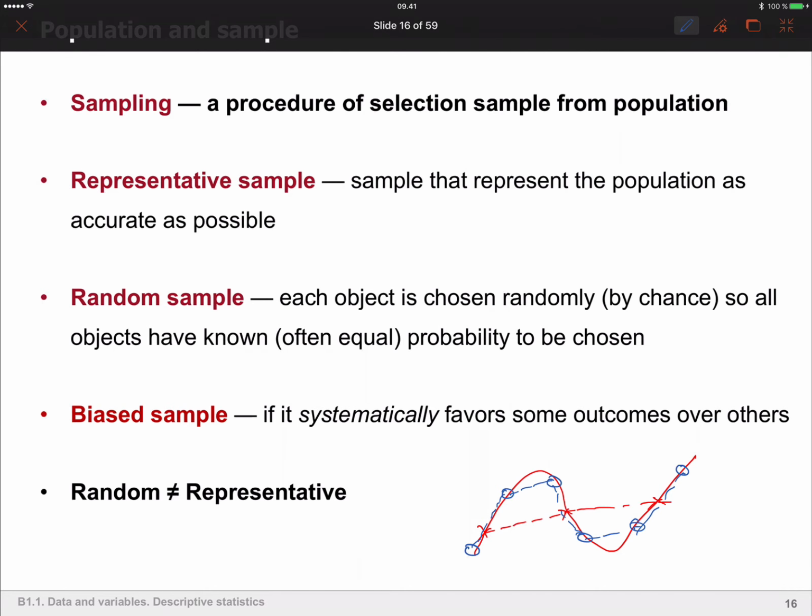The second thing is that the sample should be random. What does it mean? It means that if you think about the whole population, about objects in the whole population, every object should have the same chance to be taken into a sample.